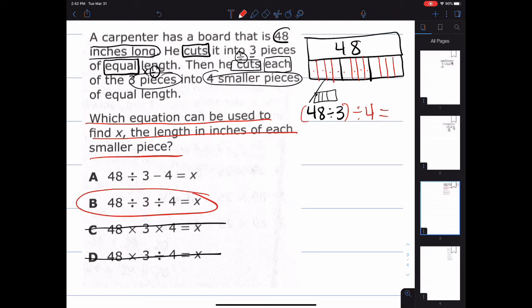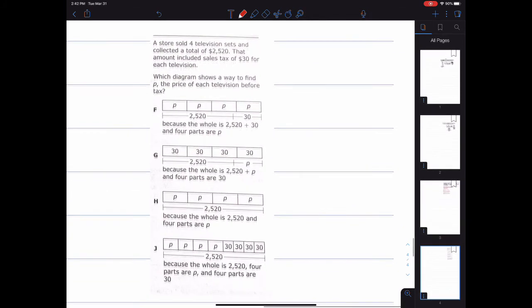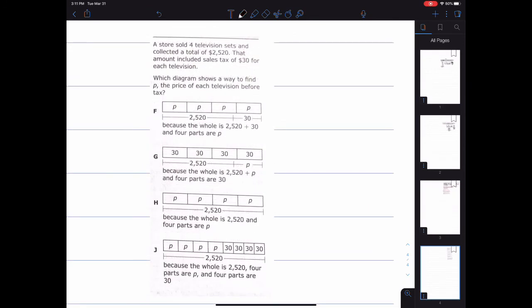So let's look at one more problem. On this one, it was asking you to find the equation. I'm going to show you one problem where you're having to find the strip diagrams. A store sold 4 television sets. So that's 4 TV sets. I'm going to go ahead and break this apart into 4 sets. And a set's the same thing as equal groups. So I know that each one is going to be equal.